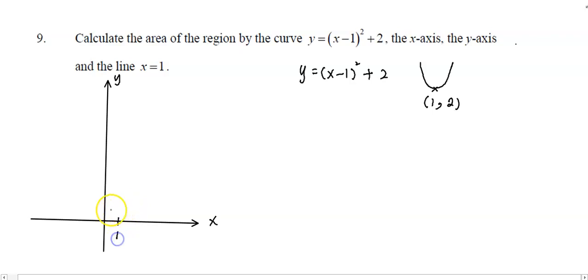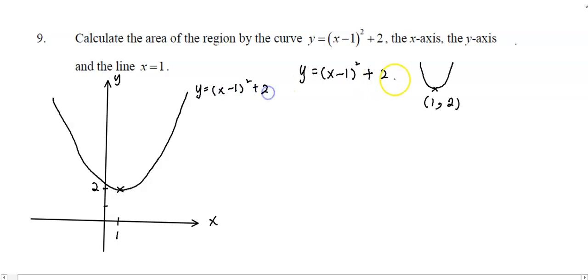I'll try to figure out where is your (1, 2), and it's roughly here. So I just sketch a quadratic curve that passes through this point and goes up. You can label this curve as y equals (x minus 1) squared plus 2.